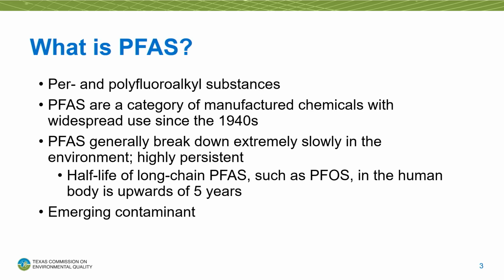To start off, what is PFAS? It's per- and polyfluoroalkyl substances. PFAS are a category of manufactured chemicals that have been in widespread use since the 1940s. PFAS generally break down extremely slowly in the environment. They're highly persistent. For example, the half-life of a long-chain PFAS, such as PFOS, in the human body is upwards of 5 years. And it's an emergent contaminant.